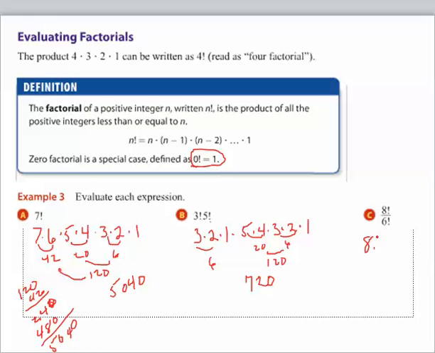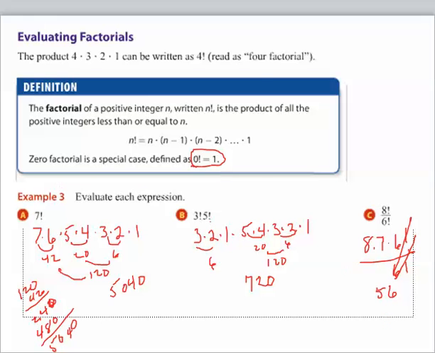8 times 7 times, well, I'm just going to write that as 6 factorial, because if I'm dividing by 6 factorial, they're going to cancel each other out, aren't they? I could write 6, 5, 4, 3, 2, 1, but I'd have 6, 5, 4, 3, 2, 1 down here, and they would cancel each other out. And so I'm just going to have 7 times 8 up here, which is 56. You guys see how I'm working those factorials out?